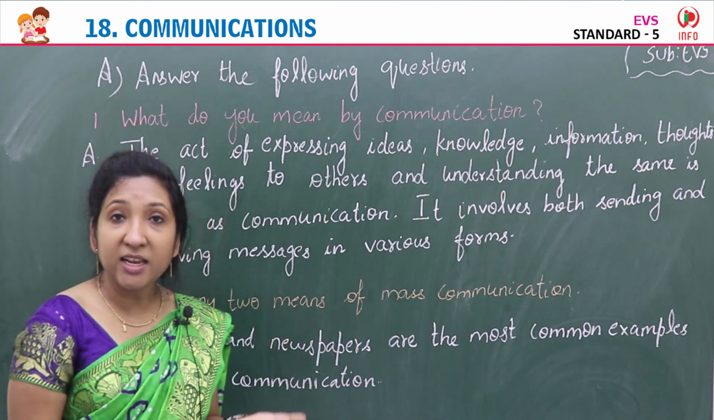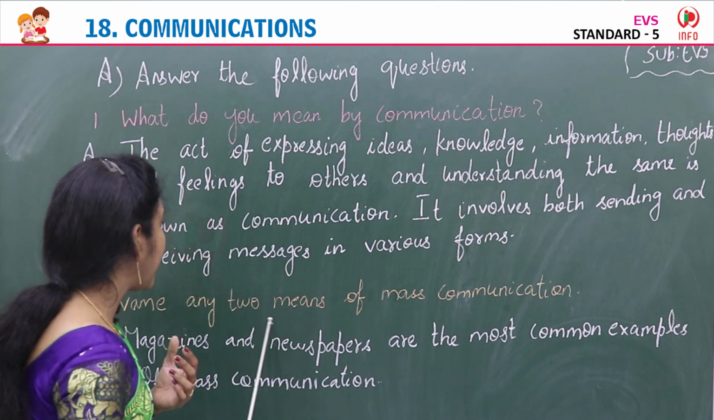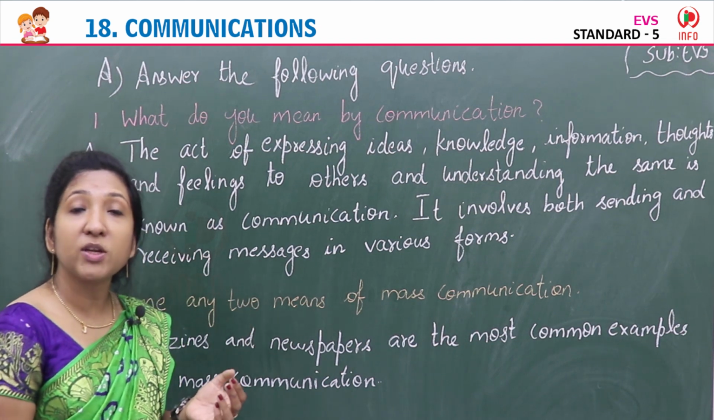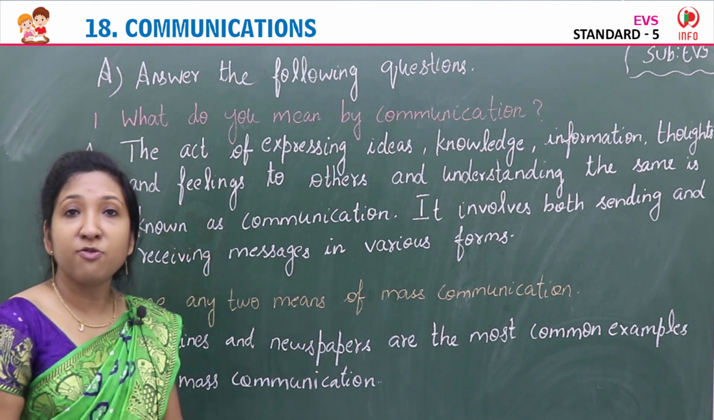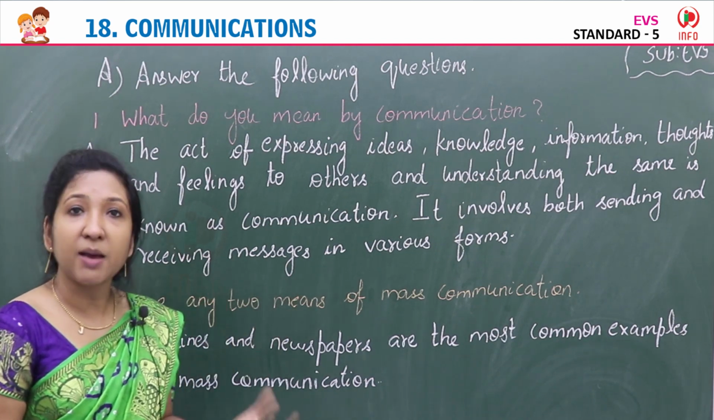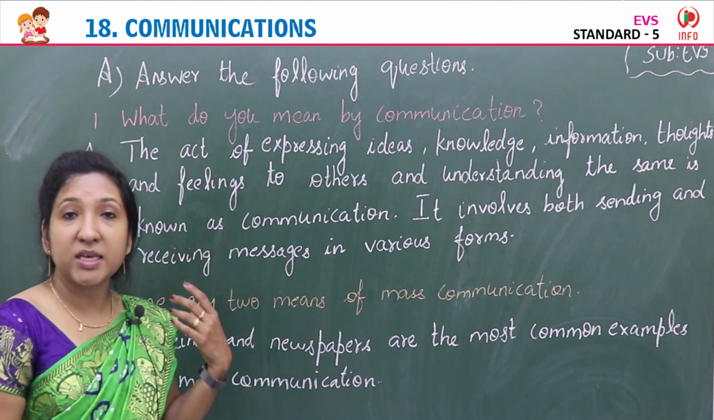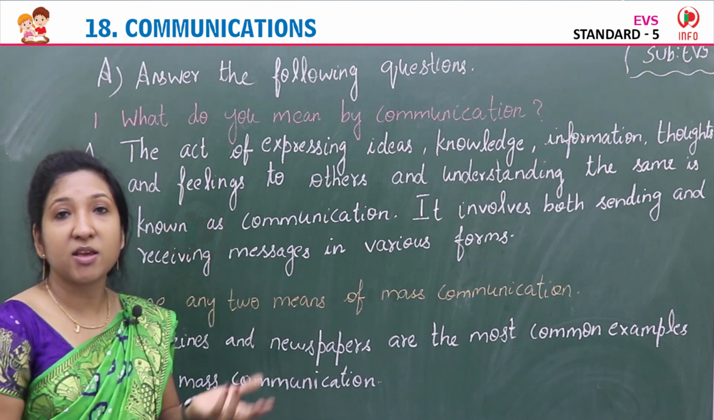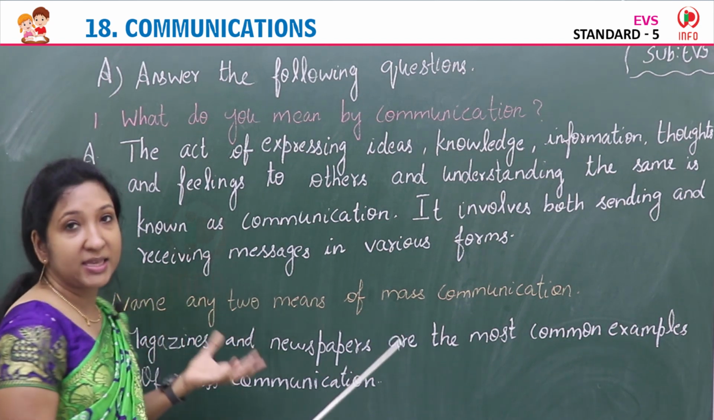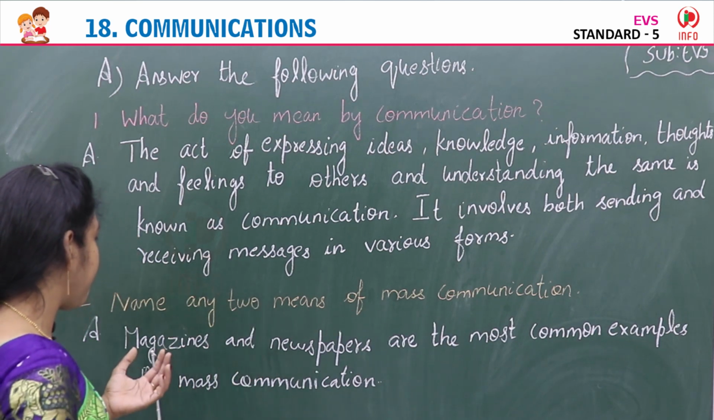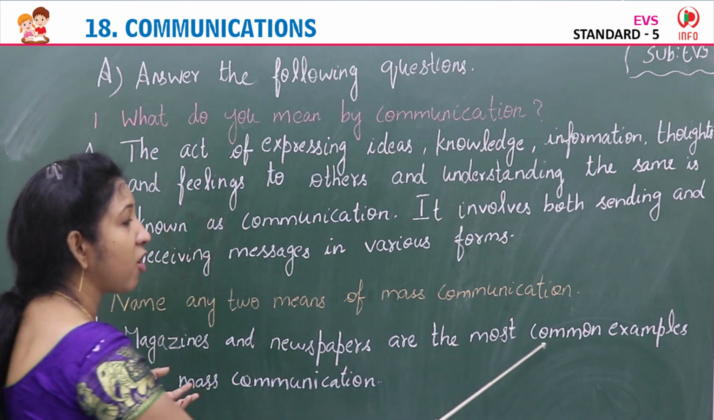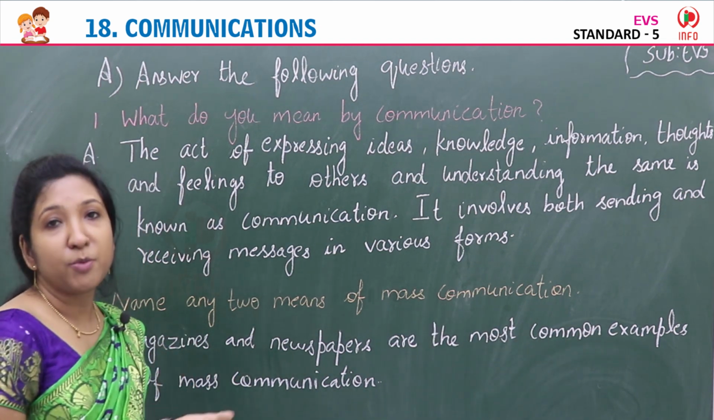Now coming to the second question. The second question is, name any two means of mass communication. So what is mass communication, children? Sending information to a large number of people at the same time is mass communication. Like newspapers, magazines, television, radio, these are all mass communication. So you have to write any two examples for that. Magazines and newspapers are the most common examples of mass communication.